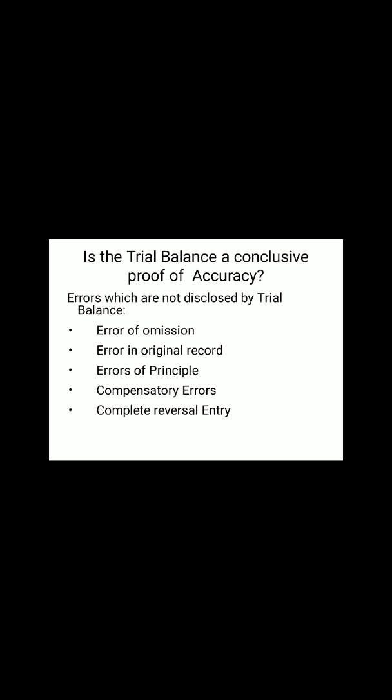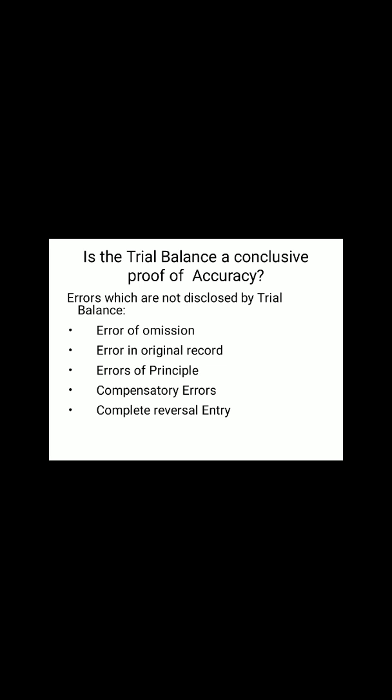Take the error of omission. Suppose you have the entry cash account debit to capital, but you forget to enter it. Then it will not be placed in the cash account or the capital account, on the debit side or the credit side, not at the time of recording and not at the time of posting. So the trial balance will automatically tally, as the item is not listed on either side.